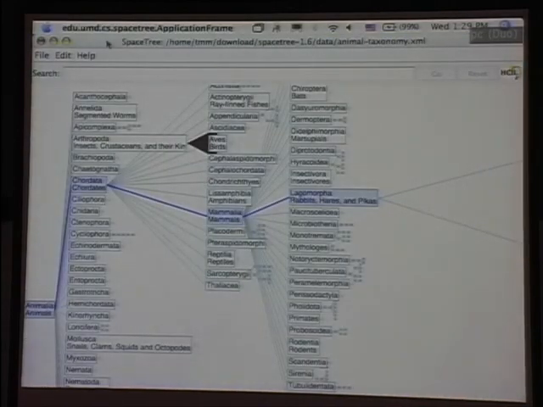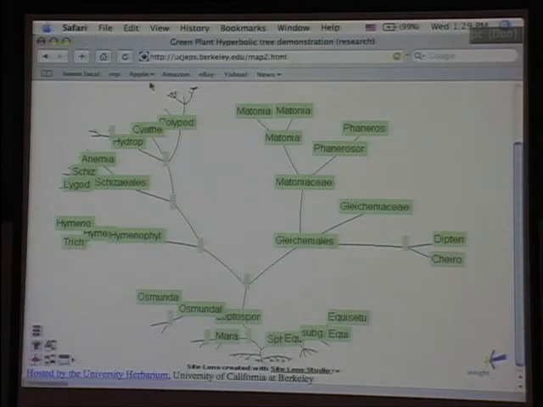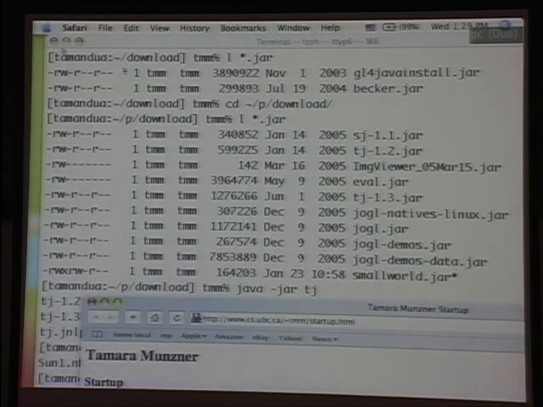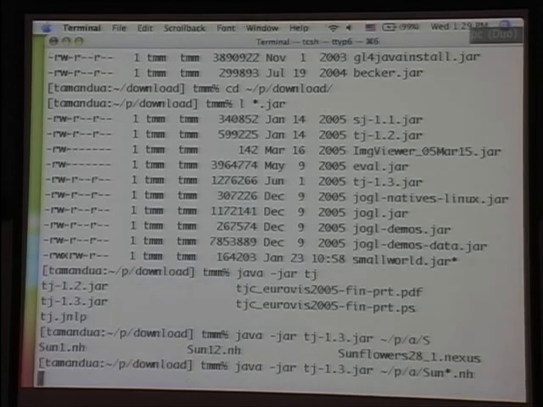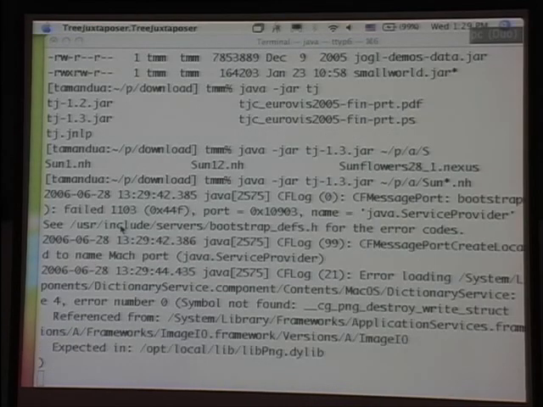I believe we're here. Is that right? Ignore the errors behind the curtain. It's just a little bit of Java nonsense.